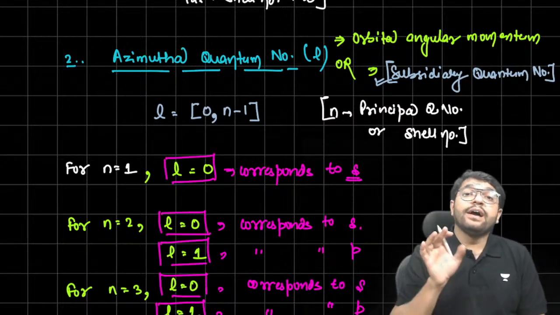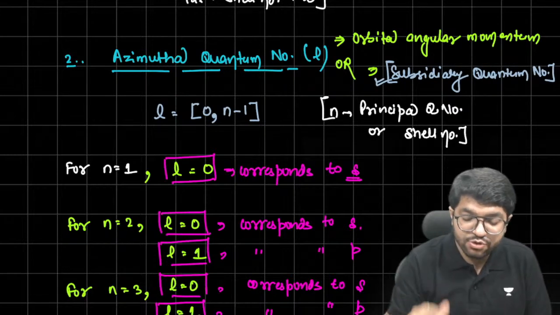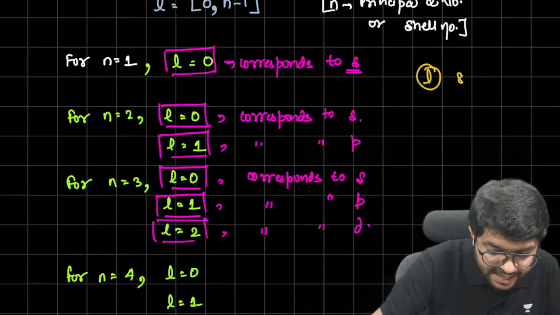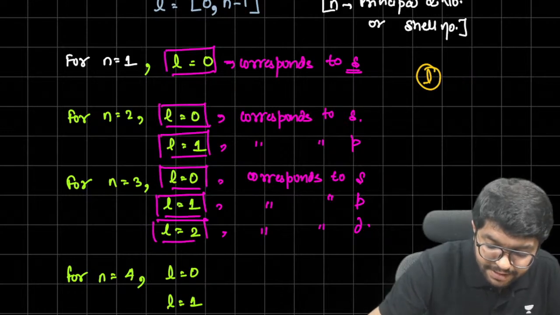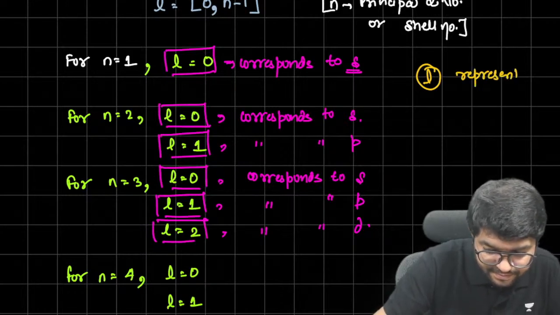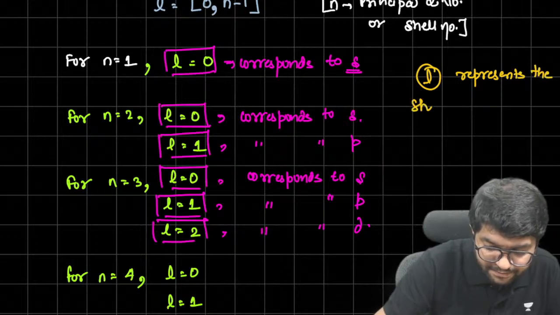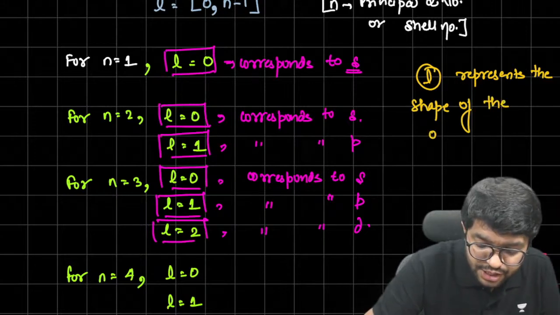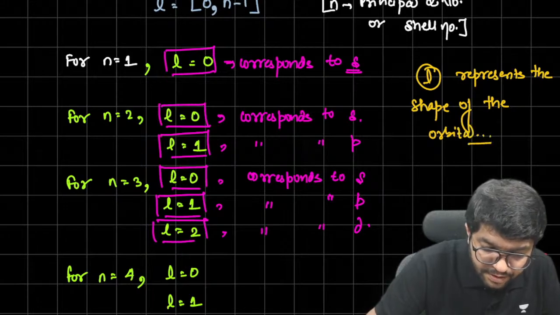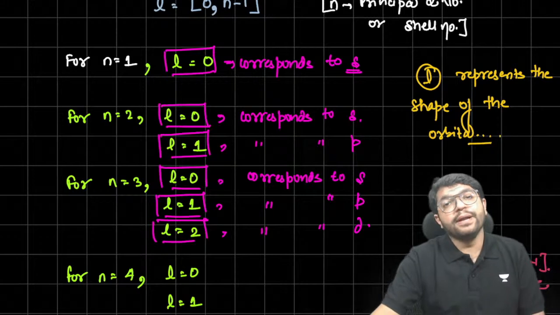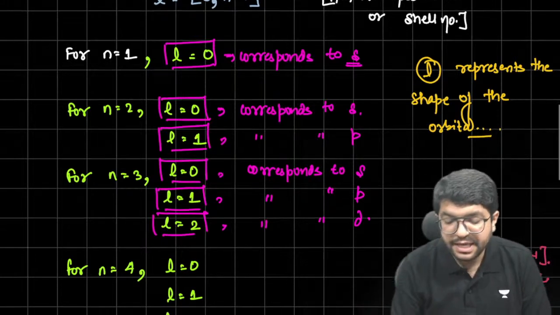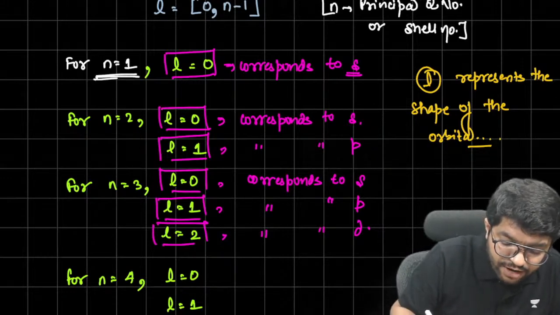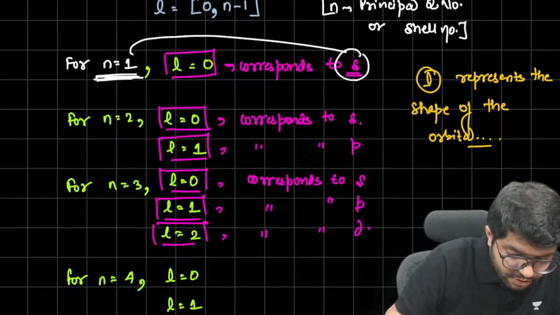All these three are related to the shape of the orbital, and that is what my azimuthal quantum number gives. L represents the shape of the orbital. How does it tell about it? Quickly let us see. Summarizing, for n is equal to 1, it corresponds to S.